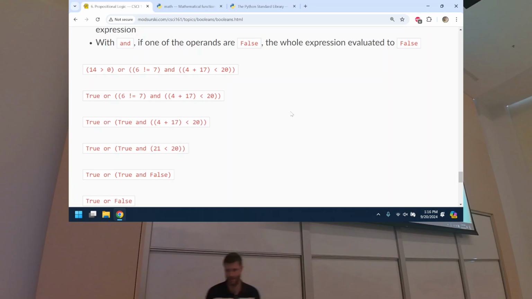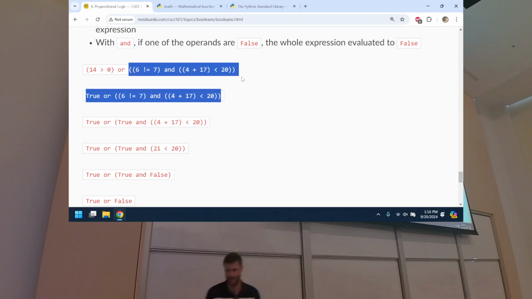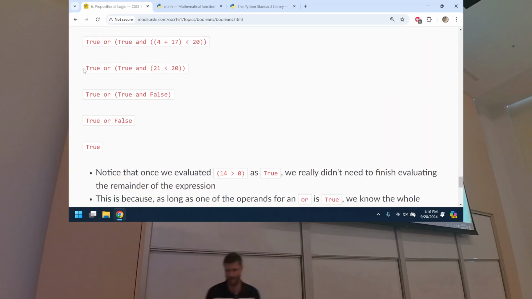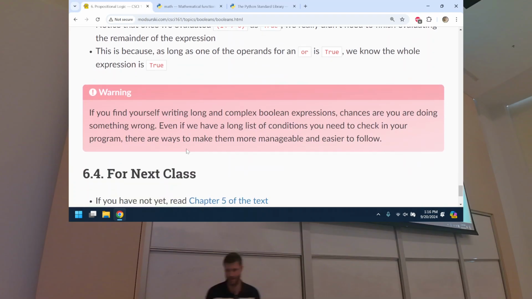Is 14 greater than 0 or is 6 not equal to 7 and 14 plus 17 less than 20? Well, is 14 greater than 0? True. Or, and look, we can evaluate all this, and we do. But again, once I know this is true, true or whatever is always true. Anyways.